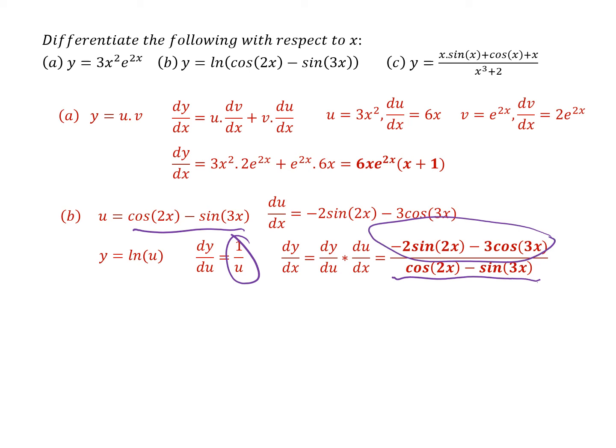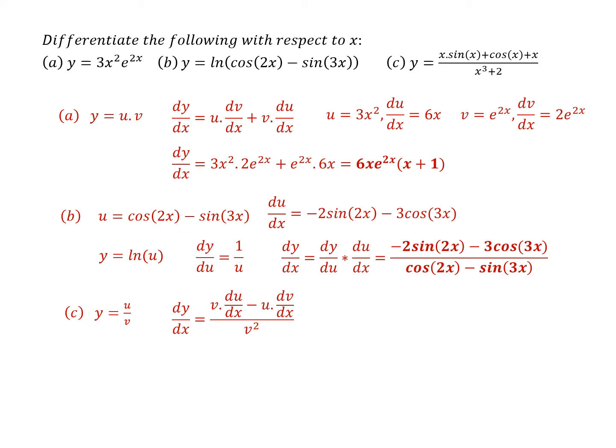Okay, so part C, we've got a function divided by a function, an algebraic fraction. So we could use the product rule, but I'm going to use the quotient rule. We could use the product rule if we expressed x cubed plus 2 as (x cubed plus 2) to the minus 1, and then we could do the product rule. But I'm going to use the quotient rule.